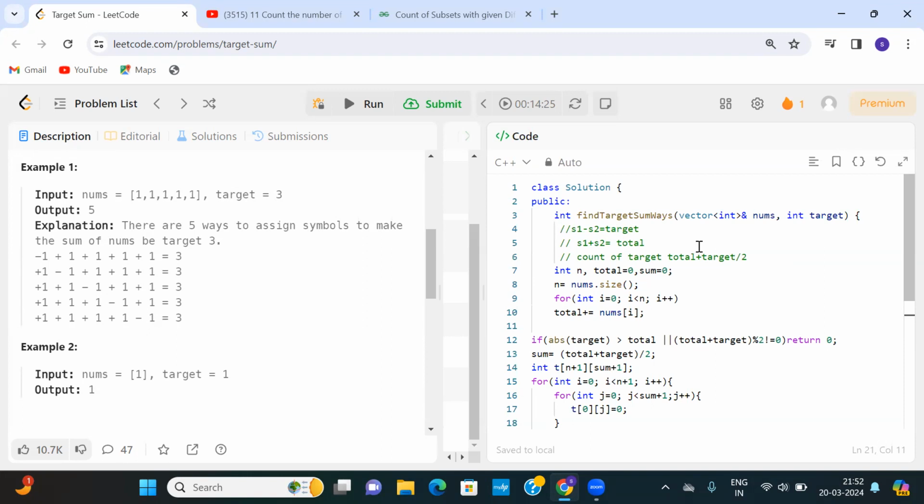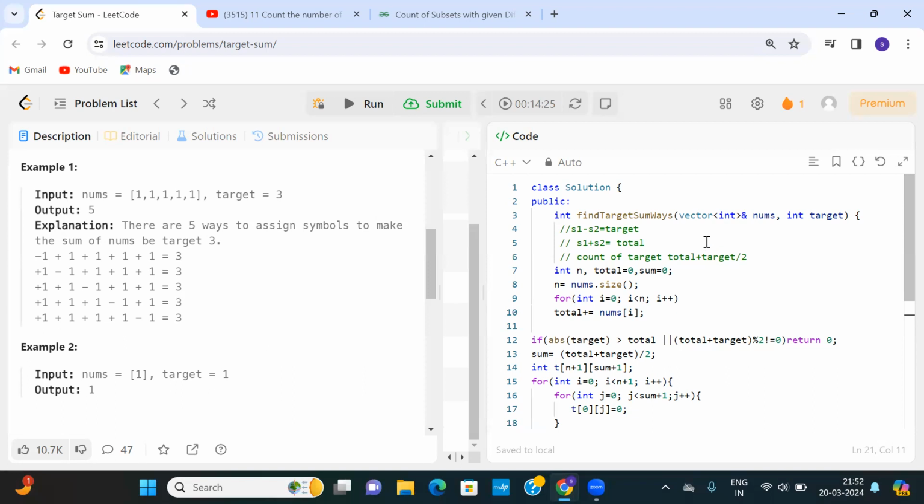So our problem is now reduced to counting the total number of subsets in this particular array nums such that their sum is equal to (target plus total) divided by 2. This was the main step of this particular question. If you have understood this step, you have solved 90% of the problem. So I repeat it one more time.